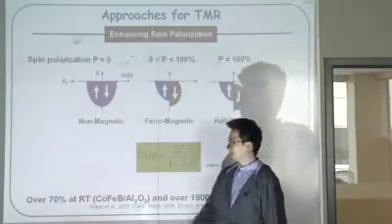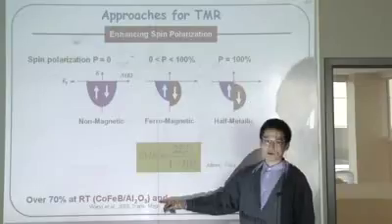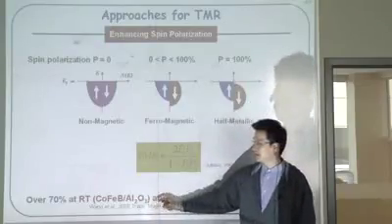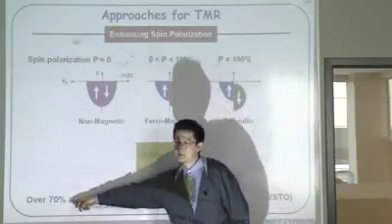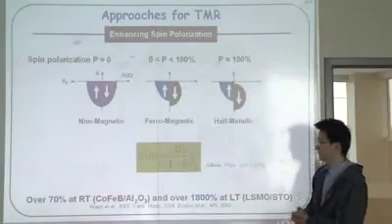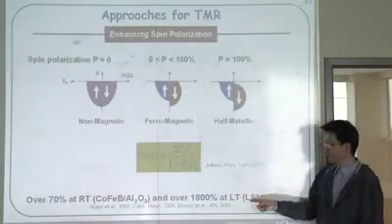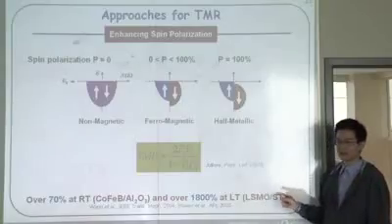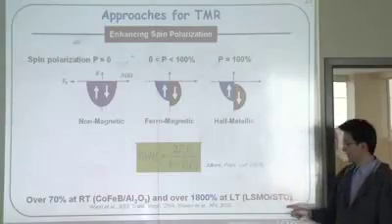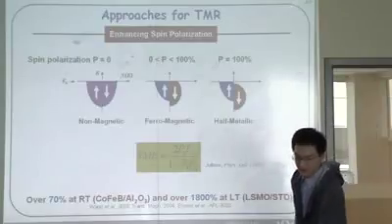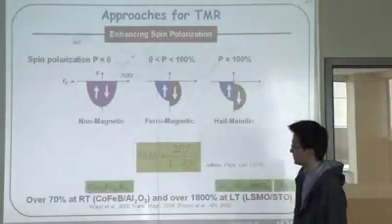Experimentally, the highest TMR realized using cobalt iron boron and amorphous aluminum oxide as a tunnel barrier is about 70% at room temperature. And at low temperature, if you use the LSMO as the metallic electrode and the STO as a tunnel barrier, the TMR is over 1,000%.